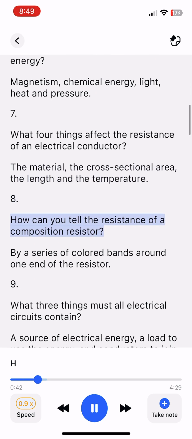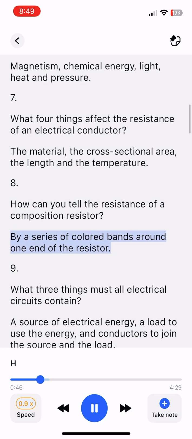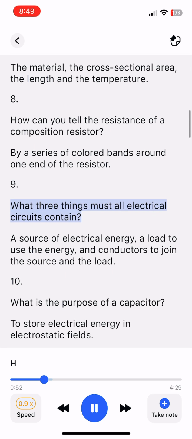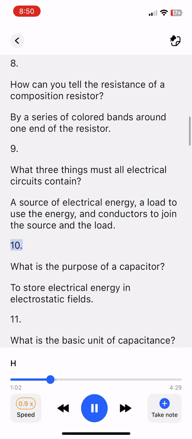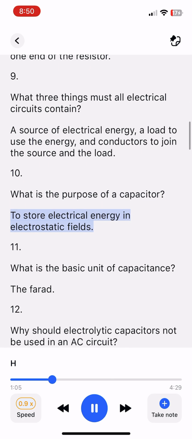8. How can you tell the resistance of a composition resistor? By a series of colored bands around one end of the resistor. 9. What 3 things must all electrical circuits contain? A source of electrical energy, a load to use the energy, and conductors to join the source and the load. 10. What is the purpose of a capacitor? To store electrical energy in electrostatic fields.